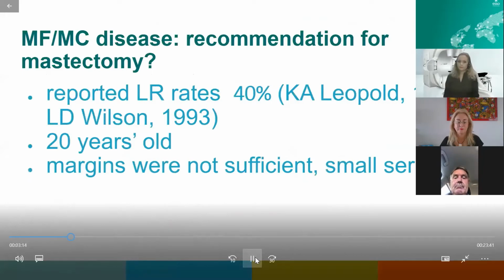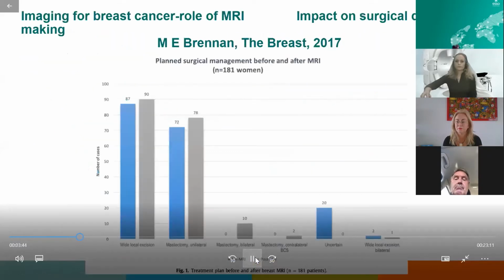Is multifocal and multicentric disease therefore a recommendation for mastectomy? The original recommendation that multifocal multicentric disease would require a mastectomy comes from old studies back in the 80s and 90s, where the local recurrence rates were very high, 40%. These trials are more than 20 years old. The margins were not really sufficient in the excision specimens, and the reports are based on small series.